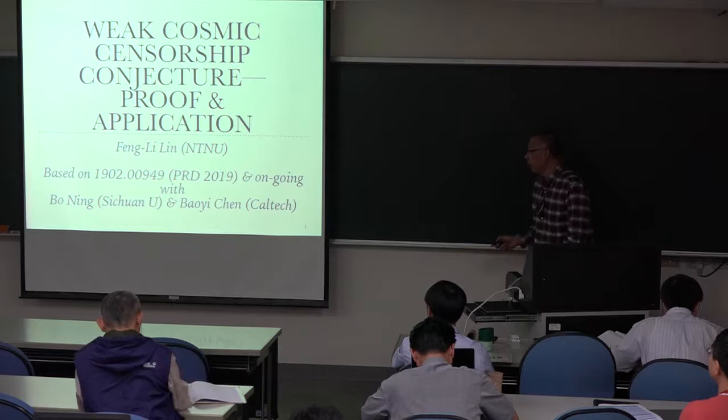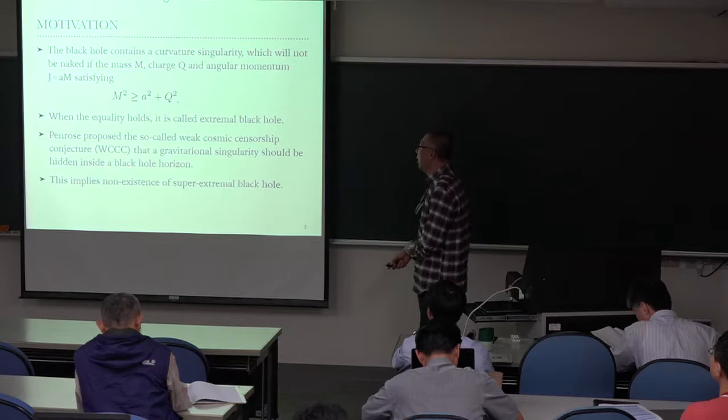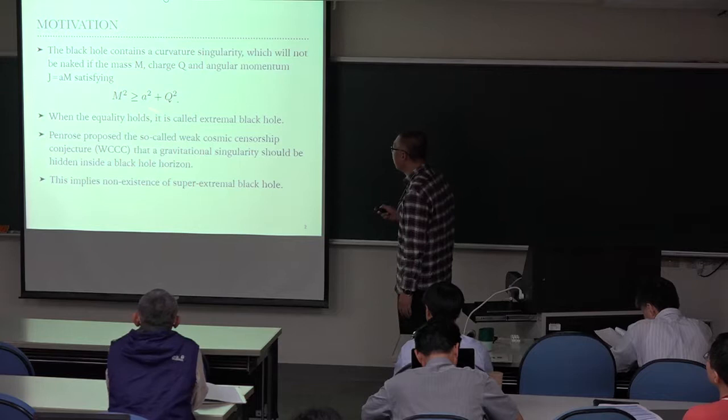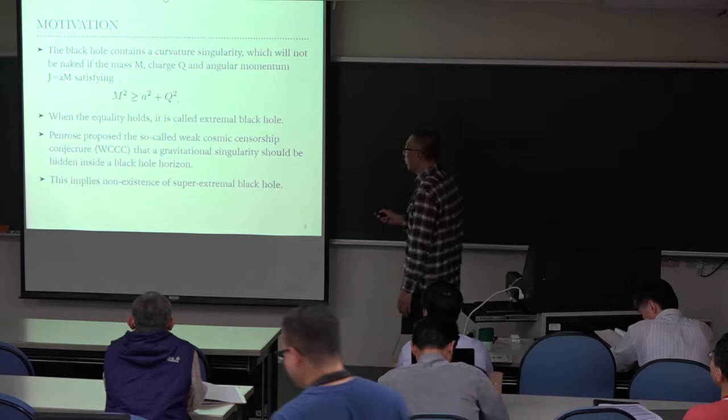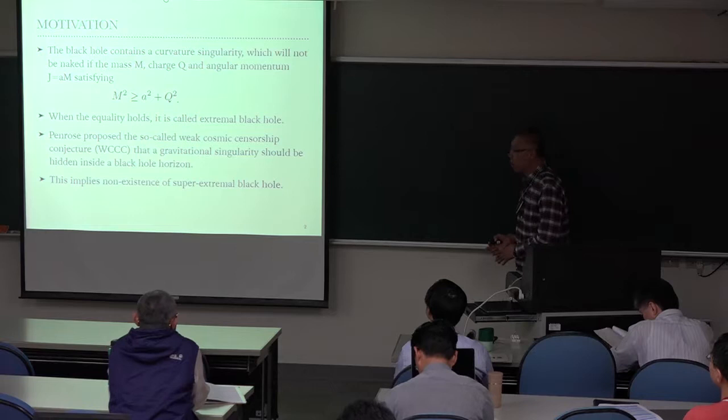finished the result yet. So the motivation is that usually the black hole contains a curvature singularity. And if you would like to hide this singularity behind the horizon, then you can ask that the mass and the charge must obey this kind of relation. So A is the scale of the angular momentum, and Q is the charge of the black hole. If this equality holds, then it's called an extremal black hole, so the inner and outer horizons coincide.